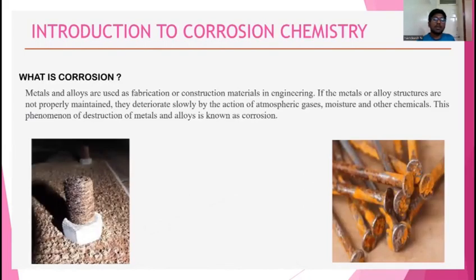Metal and alloy are used as fabrication or construction material in engineering. If the metal or alloy structures are not properly maintained, they deteriorate slowly by the action of atmospheric gases, moisture, and other chemicals. This phenomenon of destruction of metals and alloys is known as corrosion. There are some examples of corrosion.